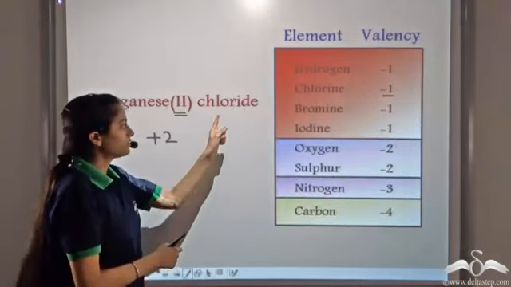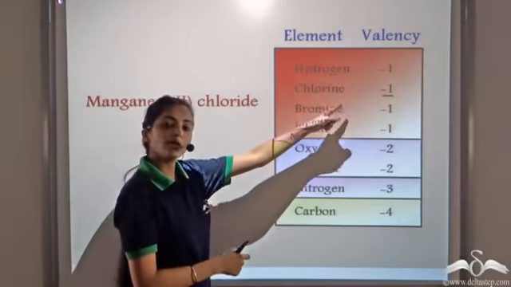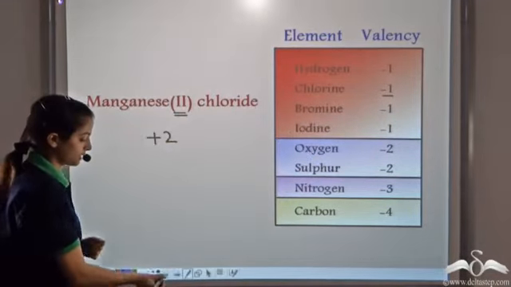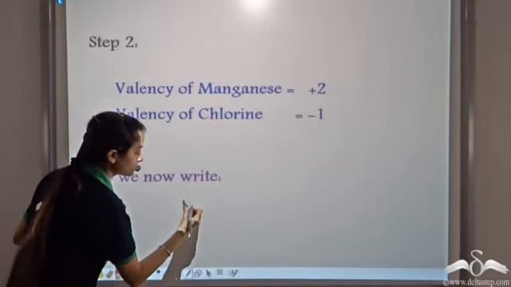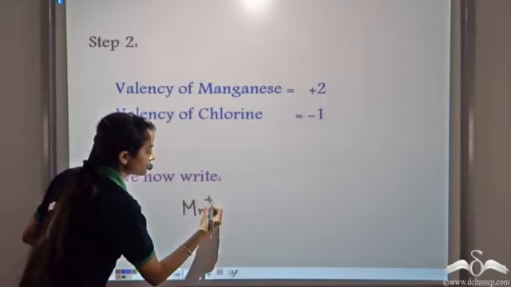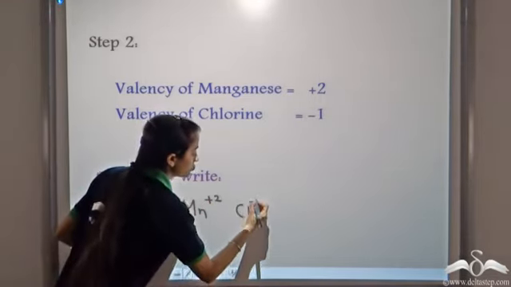While writing the names, we use the suffix "ide". So in this case, the non-metal is chlorine having valency -1. So let's write their valencies. The valency of manganese is +2. And the valency of chlorine is -1.